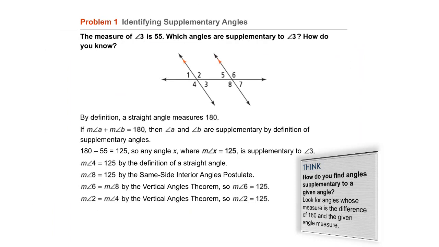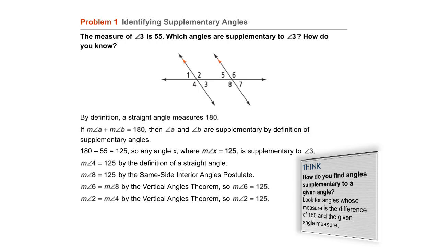Problem 1, identifying supplementary angles. The measure of angle 3 is 55. Which angles are supplementary to angle 3? How do you know? Well, by definition, a straight angle measures 180. If the measure of angle A plus the measure of angle B equals 180, then A and B are supplementary. That's by our definition of supplementary angles.